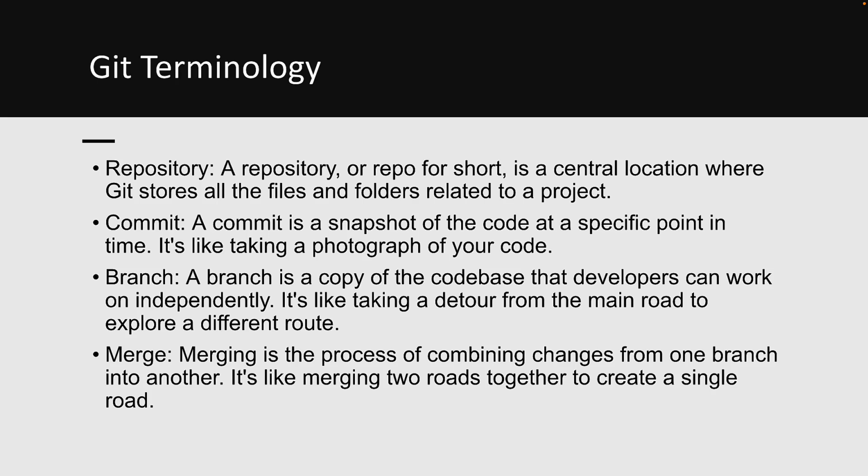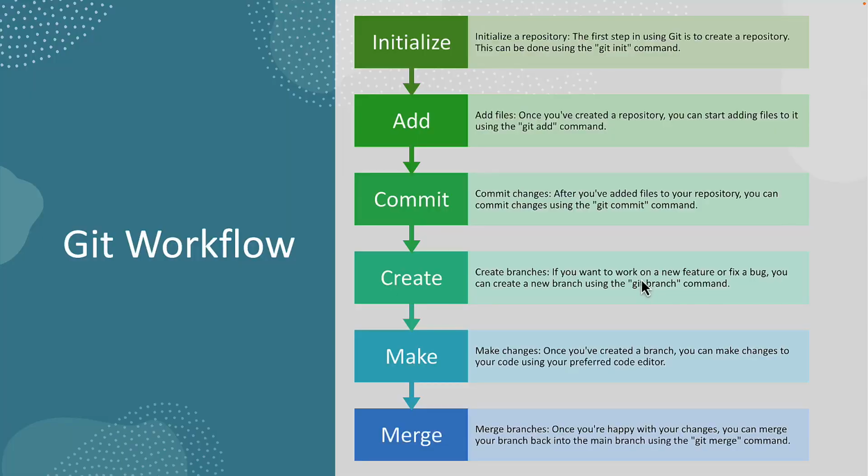And then finally, a merge. Merging is the process of combining changes from one branch to the other. It's like merging two roads together to create a single road. What's significant about the merge is that you also have to resolve any conflicts from the code merging multiple changes together. So that's a little bit about Git terminology, and that'll set the stage when we actually start using these commands in our hands-on labs.